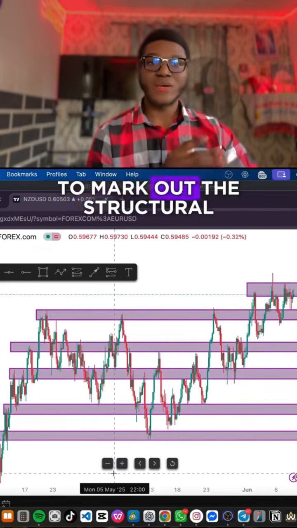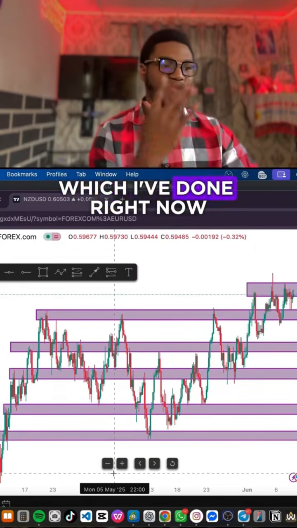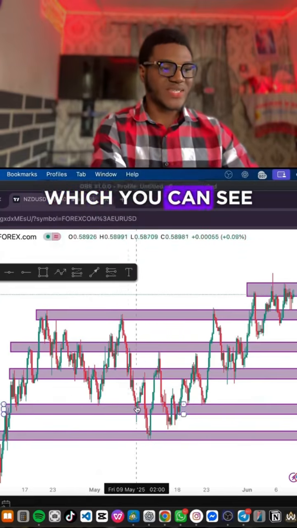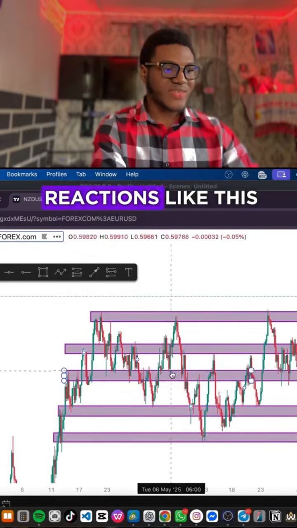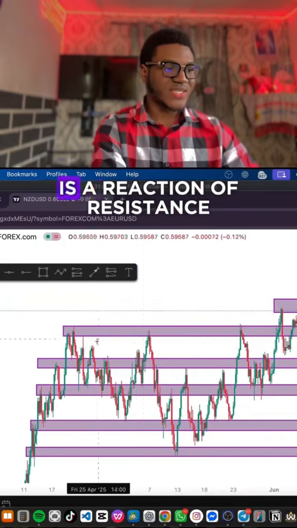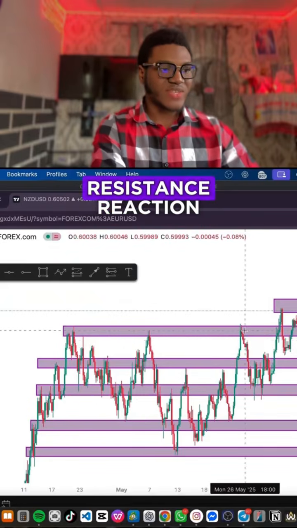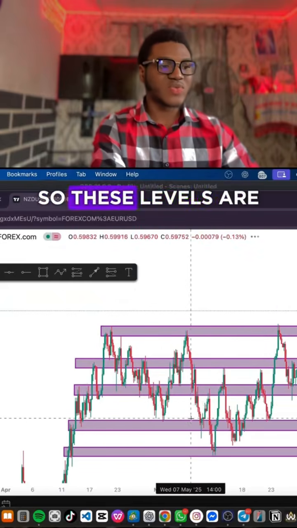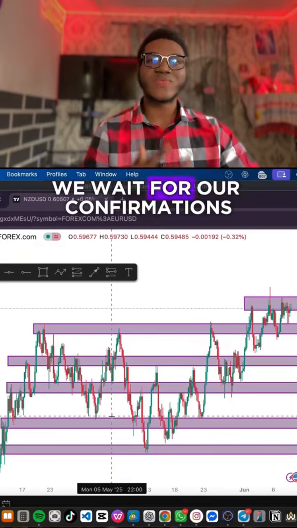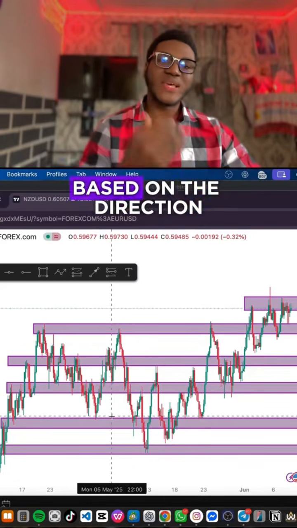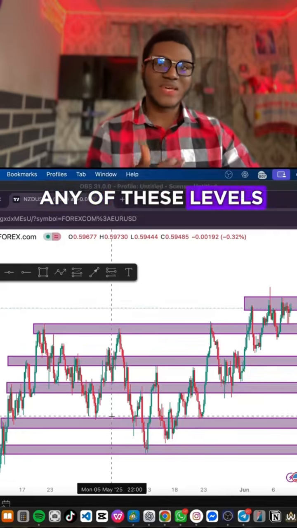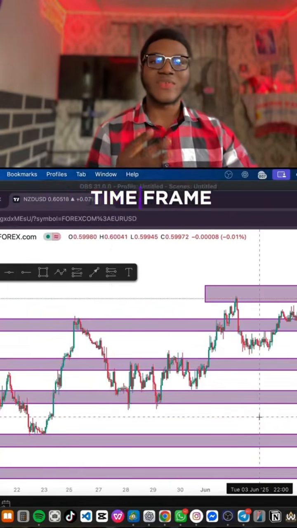Now secondly, you have to mark out the structural zones or levels of support and resistance, which I've done right now. You can literally see that price has been respecting these levels, using them as support, and you can see reactions like this as support. You can also see reactions like this, and all these reactions here, as levels of resistance. This is a resistance reaction, a resistance reaction. We also have multiple support reactions. These are the levels that we eventually look to enter the market from. Once price has gotten to those levels, we wait for our confirmations and then take trades based on the direction of the trend. So in this case, we're going to take only buy trades when the market gets to any of these levels.